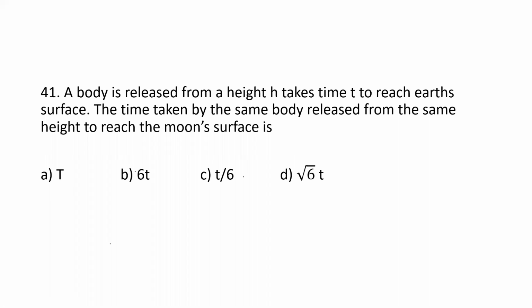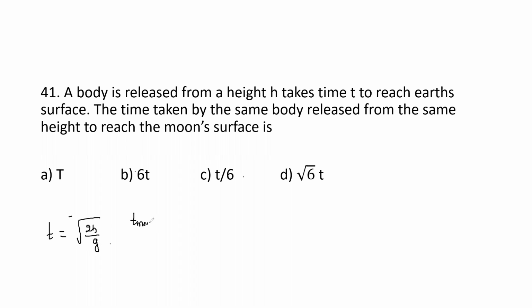A body is released from a height h, takes time t to reach Earth's surface. The time taken by the same body, which is released from the same height, to reach the moon's surface is. Okay, so here we need to calculate the time. If the body falls from height h, then the time of descent is given by t is equal to root of 2h divided by g.